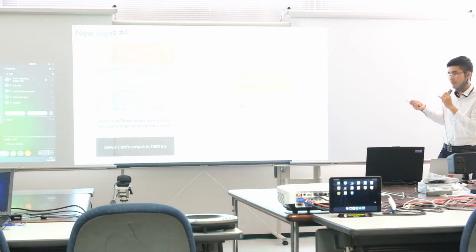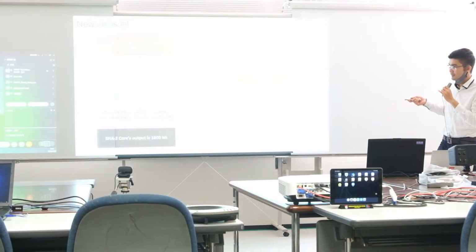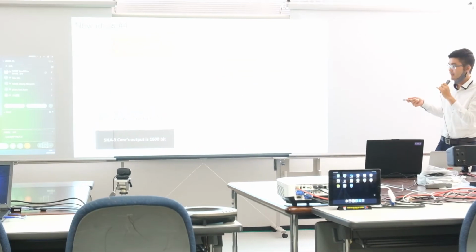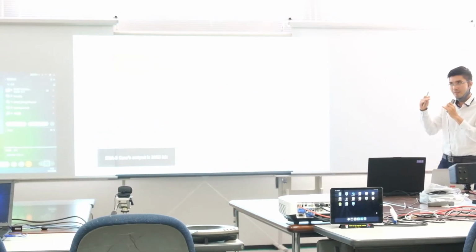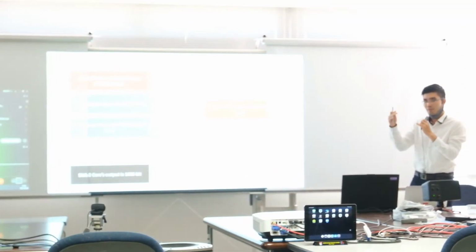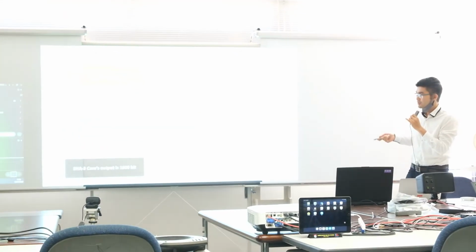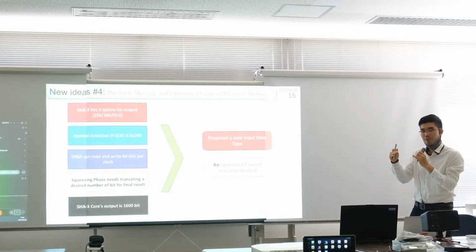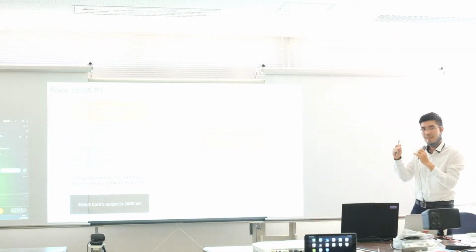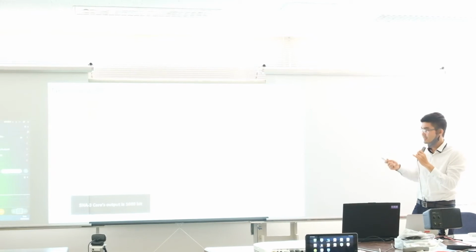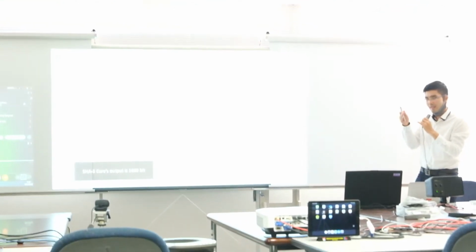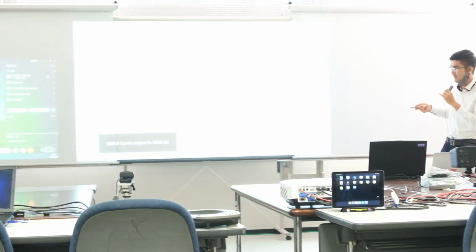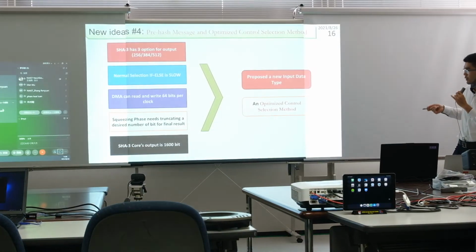Another thing is that when we apply DMA, it can only write and read 64 bits per clock. And in the switch phase, because SHA-3 in the Keccak combination has a state of 1,600 bits, when it needs the 256, it will truncate 1,600 bits to 256. So we need to cut it up, and we will handle it with these two methods.